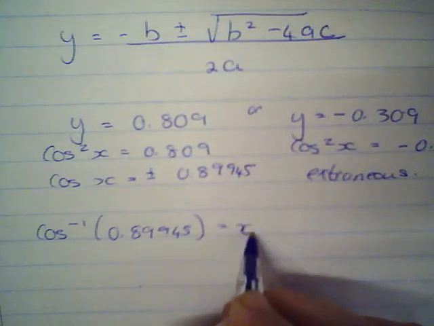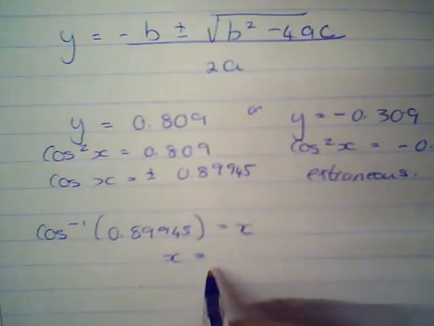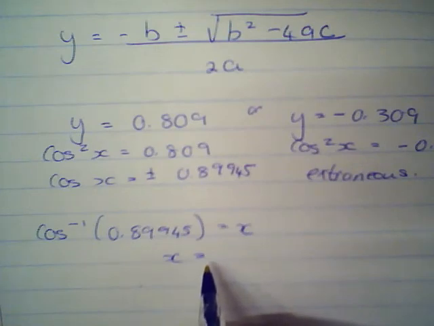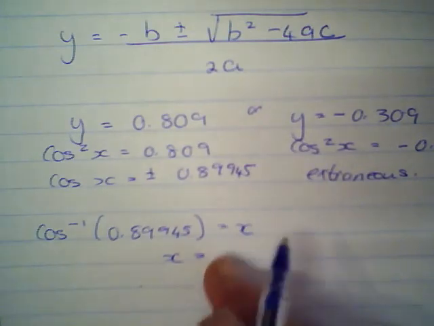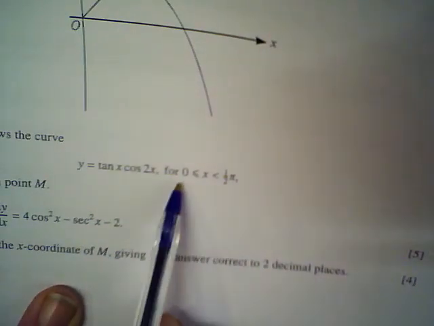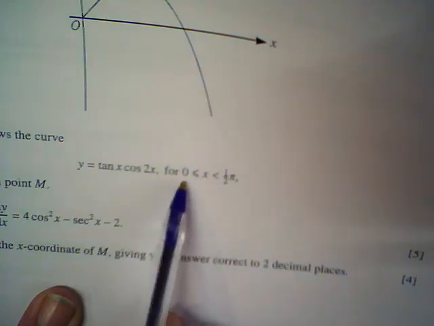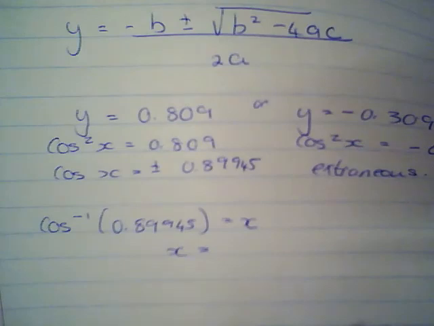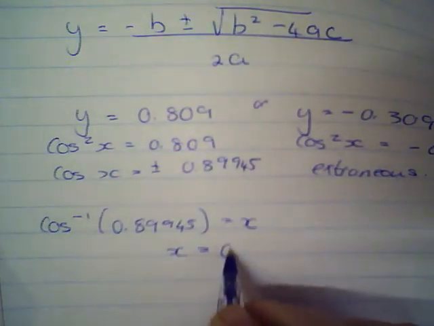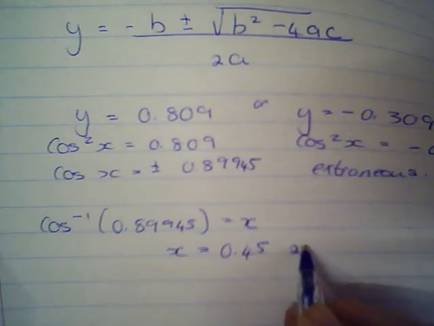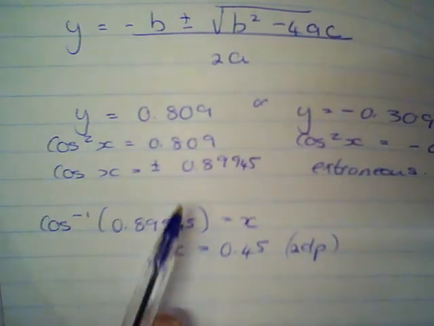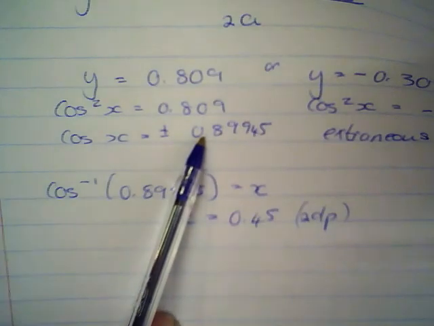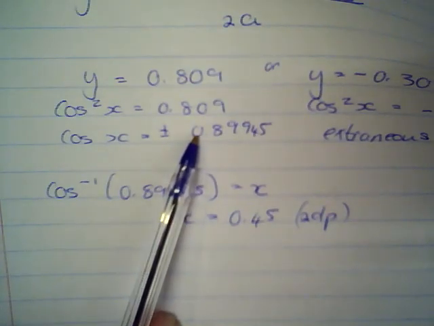0.89945 equals x. Be careful, your calculator has to be in radians, because your limits, when they started off with your question, let me just remind you, are in terms of radians, so between 0 and half pi. This is important to remember. My calculator is in radians, so 0.45, correct to 2 decimal places. I can do the same thing for the negative, and that would give me a negative answer, which would not be in the required interval. There's not much more that we can do there.